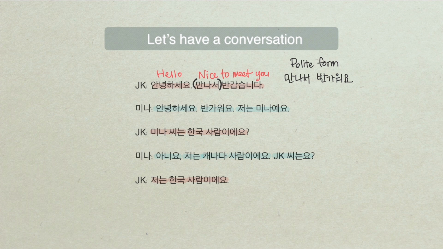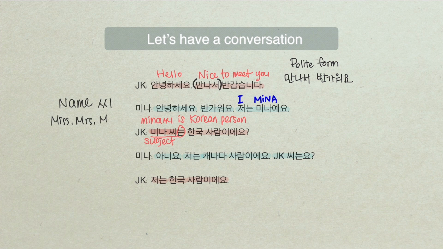저는 미나예요. 저 means I. Mina is the name of this person. I am Mina. 저는 미나예요. 미나 씨는 한국 사람이에요. 미나 씨 is a subject here because it has subject particle 는. So 미나 씨 is 한국 사람이에요. Korean person. So in English, is Mina Korean person? But here, why we call it Mina as Mina 씨? When 씨 is added to a name, it essentially means Miss, Mrs., Mr. It's one of really common honorific expressions.